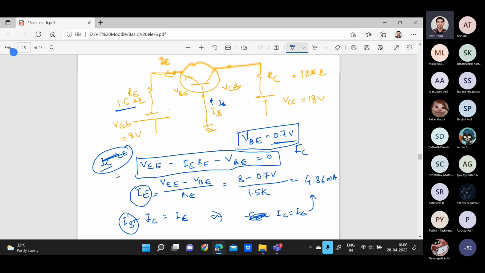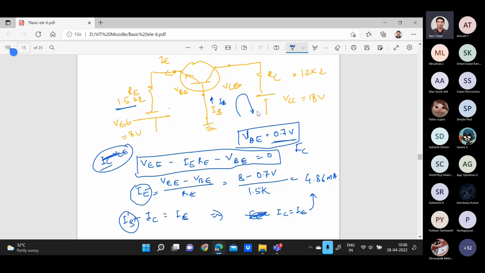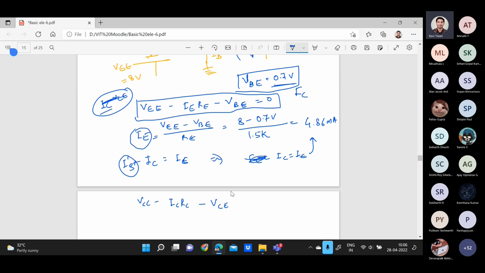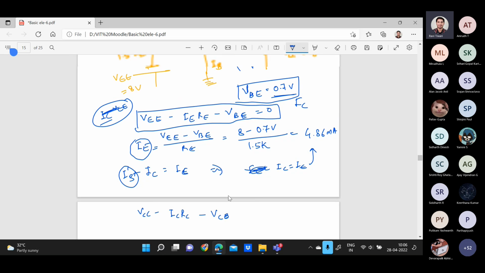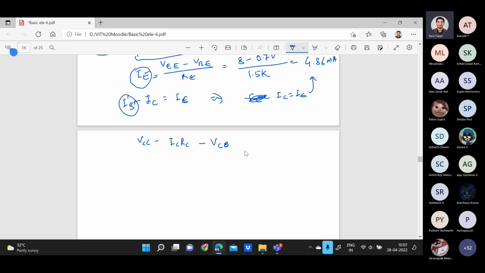Now you apply the KVL in the second loop. Okay, in the second loop. So you know, we already seen it, VCC minus ICRC minus VCB. Don't forget to use this voltage. Okay, this is the voltage across collector to base. They will not specify this voltage in the numerical. They will directly give this circuit. Okay, so equal to 0.